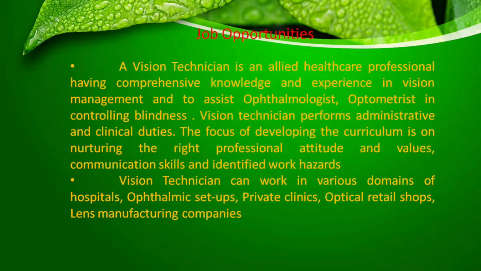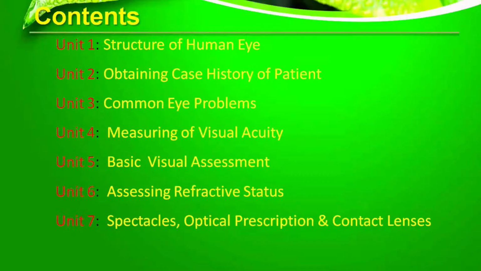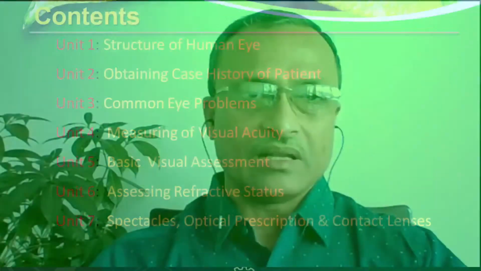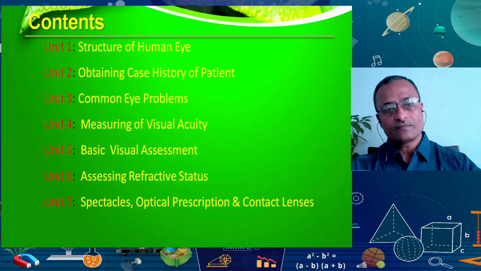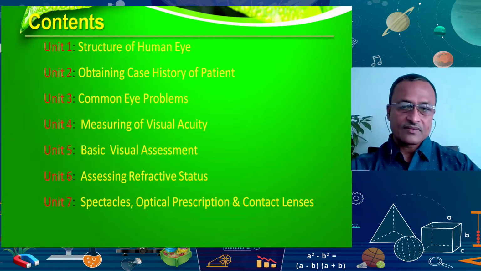Now the areas where a vision technician can work include various domains: hospitals, ophthalmic setups, private clinics, optical retail shops, where the manufacturing of lenses is also taking place, and other lens manufacturing companies. Now this book, which is for class 11, is divided into 7 units. The first unit starts with the structure of the human eye, obtaining the case history of the patient, common eye problems, measuring visual acuity, basic visual assessment, assessing refractive status, spectacles, optical prescription, and contact lenses.